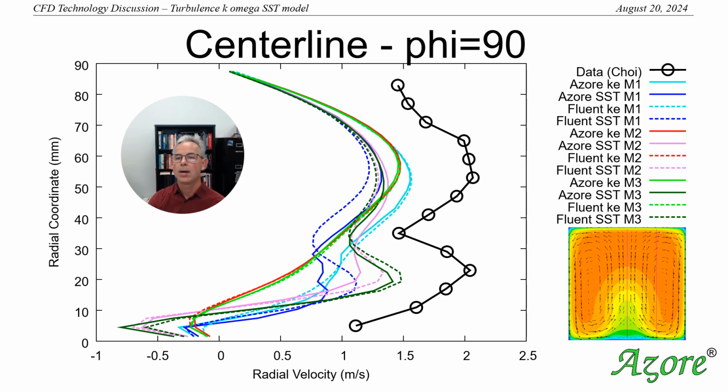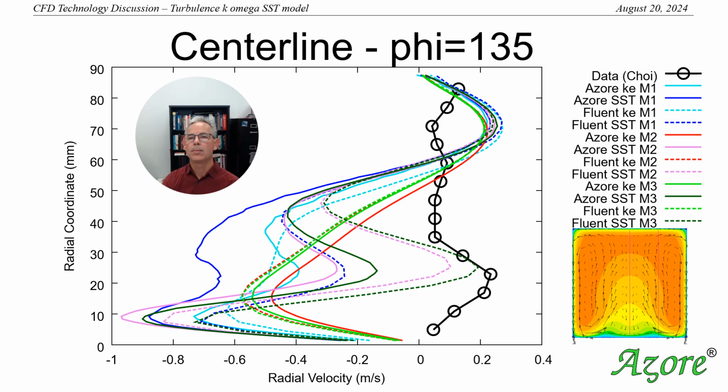Here we are at angle 90, and now we're beginning to see quite a bit of differences in opinions about what's going on here, especially since there seems to be a lot of reverse flow in that area, which means that this eddy is going downward here as opposed to upward with these negative values, whereas the experimental data indicate that it's all going up.